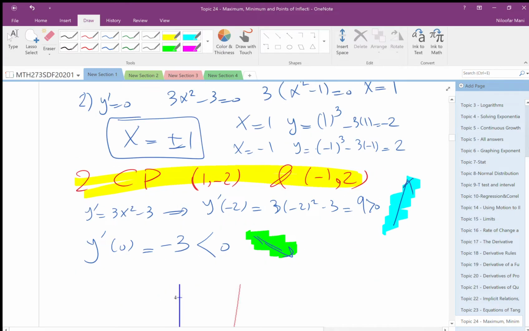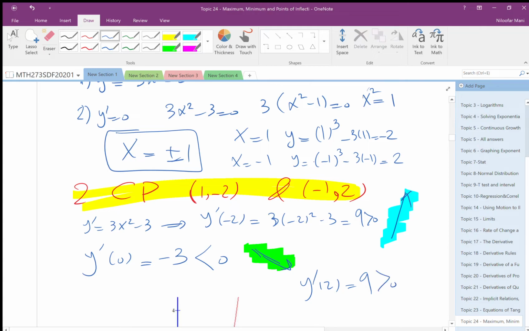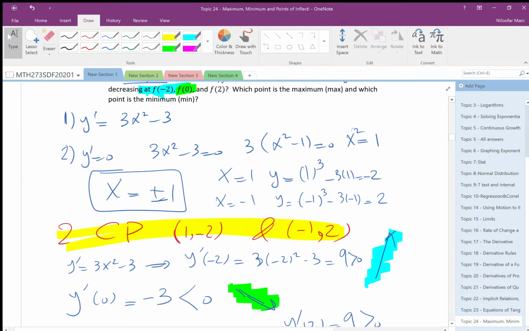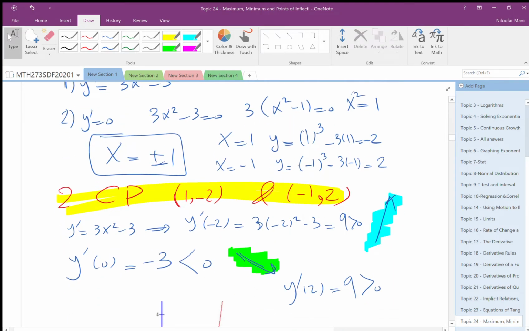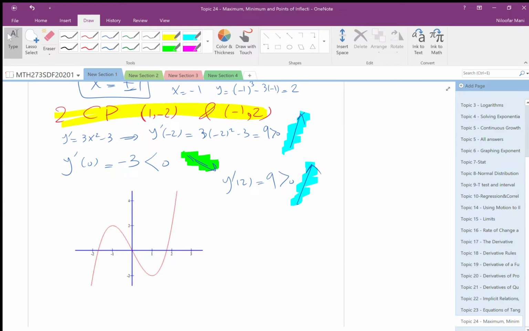And how about at 2? y prime at 2 is the same as that one, which is 9, and that's positive, so it's again increasing. So here is again increasing. Okay, and you can look at the function. The function is here. Look at this.